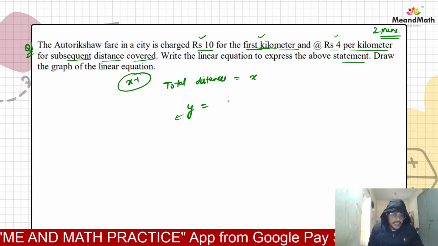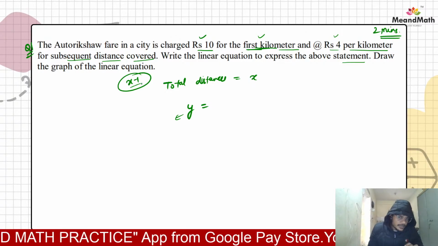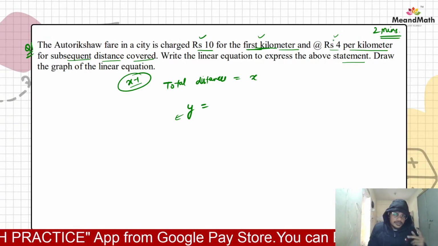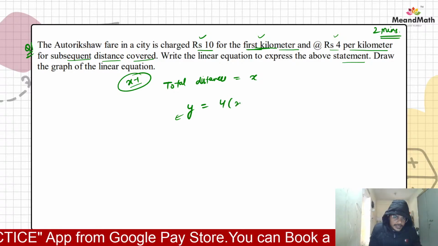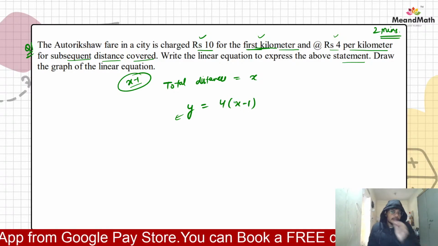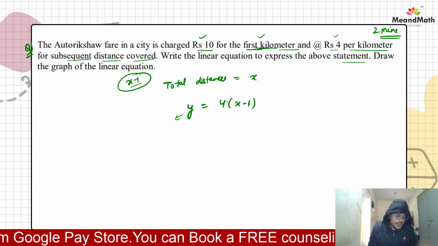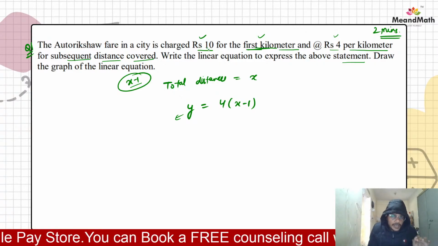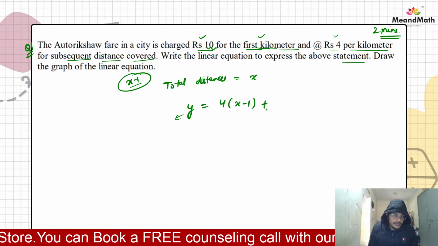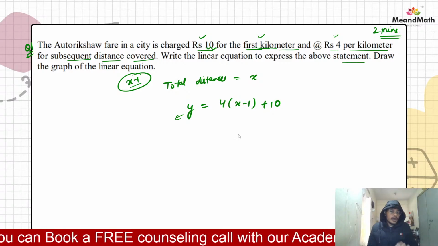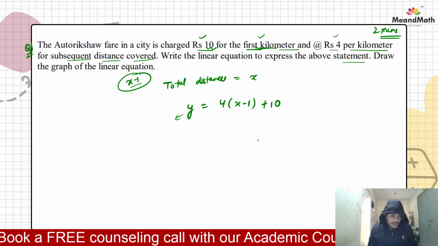Okay, that means your subsequent distance x minus 1 is of how many rupees? 4. So this should be 4 into x minus 1. Is this right? No, this is not right. Why? Because we have to add this 10 also, right? All right. Now, how would you check whether this is right or not?